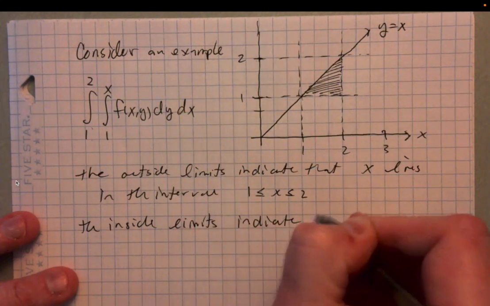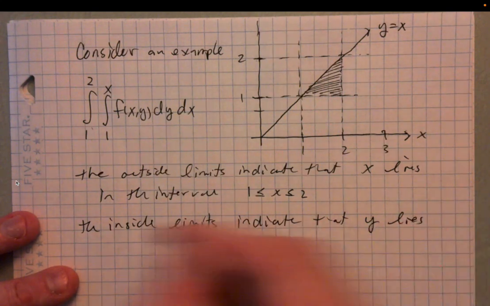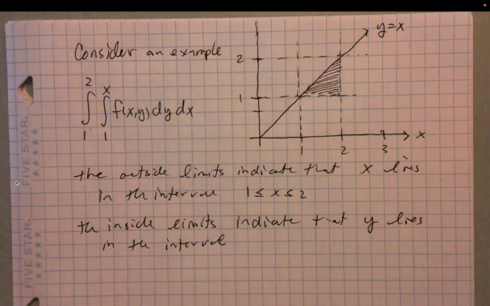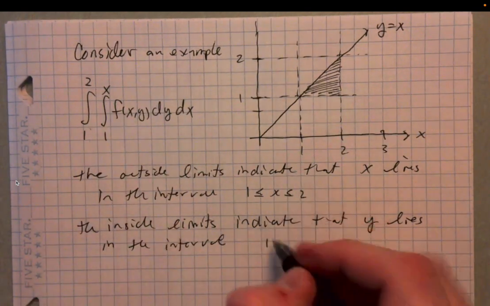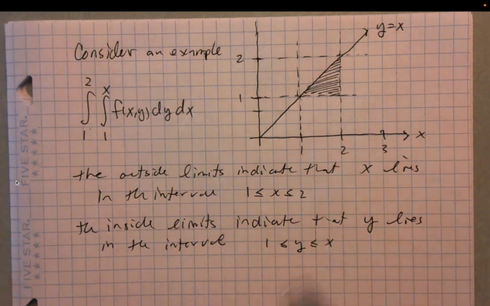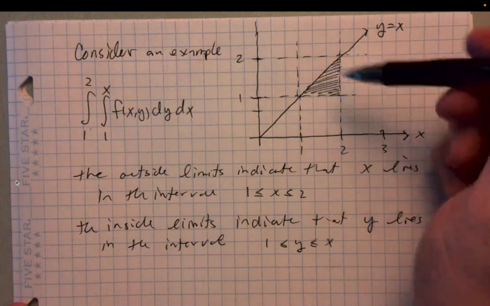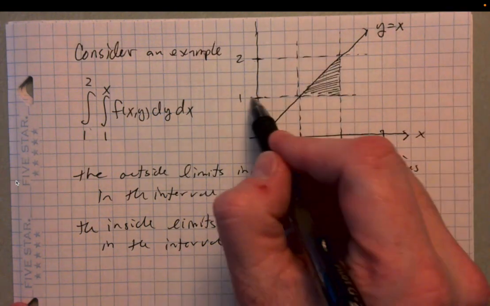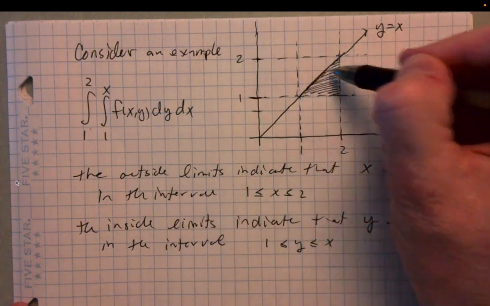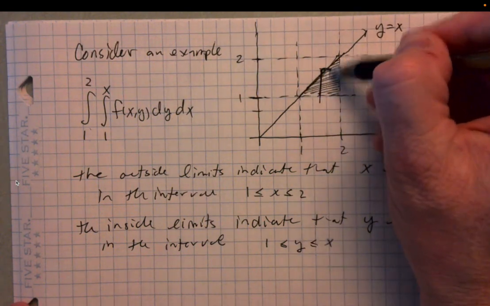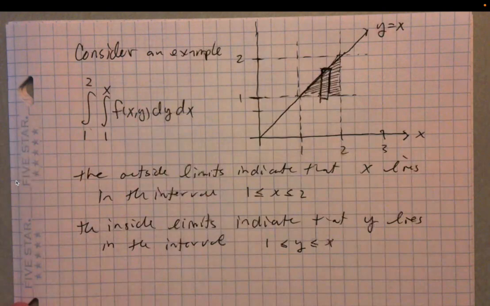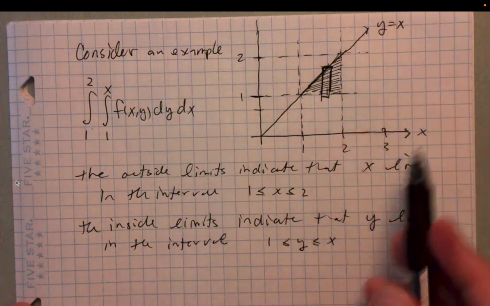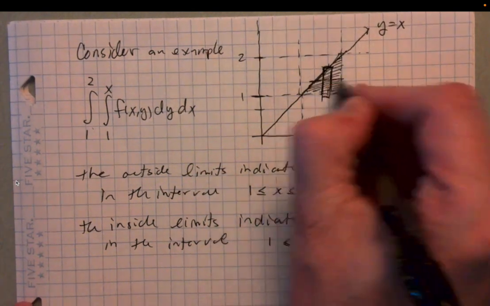The inside limits indicate that y lies in the interval, well, y is between 1 and x, right? 1 is less than or equal to y, which is less than or equal to x. Now can we see that on this chart? So y, the variation top to bottom, is going to be between 1 and x. This function, right? So you think of the vertical going like that, so it's going to vary across that. x is going to vary from 1 to 2, so it's going to go like that.